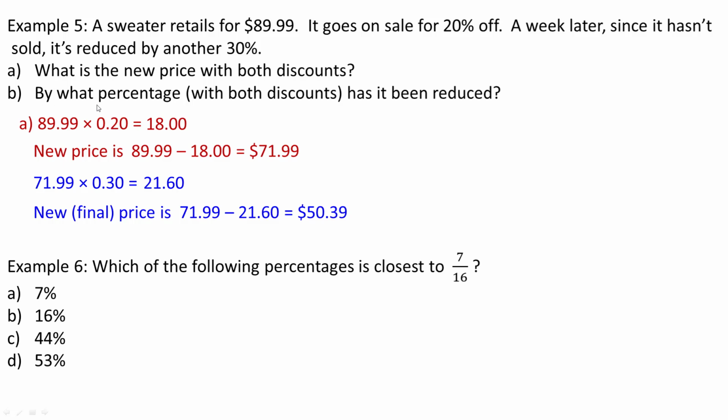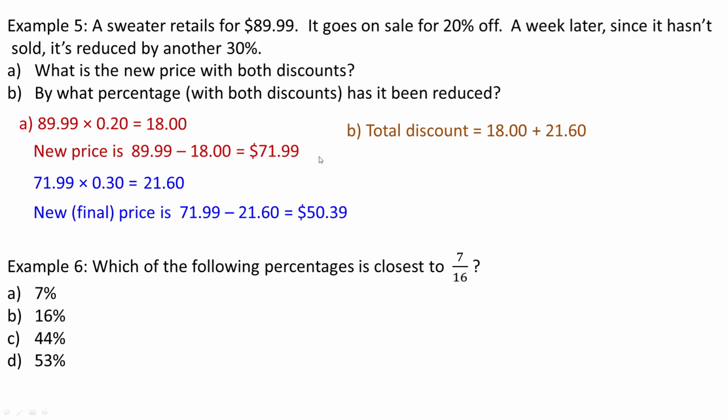Now, question B asks, and I'm going to talk about a common misconception in B here. It says, by what percentage with both discounts has the price been reduced? A lot of people look at this and say, well, it's 20% off and it's 30% off, so we would add them and it's going to be 50% off, because 20 and 30 get to 50. But that's not correct.